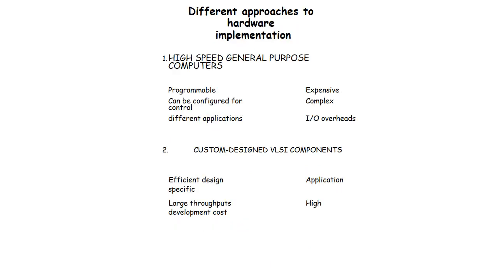Next, different approaches to the hardware implementation. Here we are using the hardware implementations, that is, the high speed general purpose computers and custom designed VLSI components. First will be the high speed general purpose computers. Here it is very programmable and can be configured for the control.